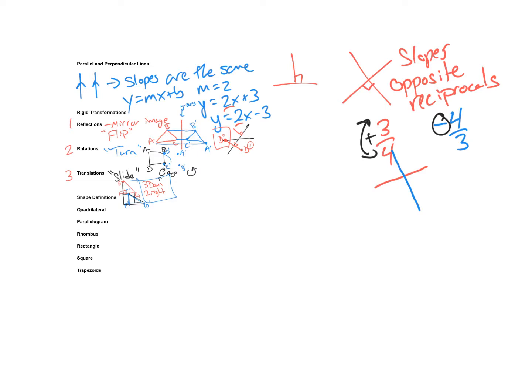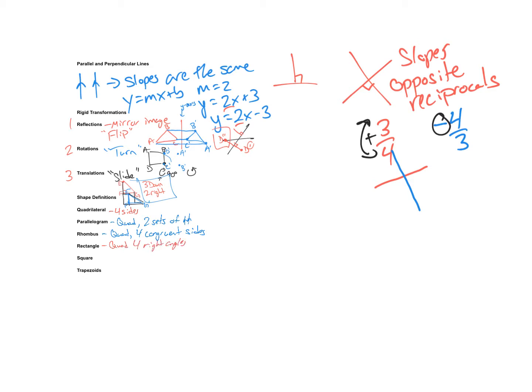And the last part of this video is going to be some shape definitions. So a quadrilateral is a shape with 4 sides. A parallelogram is a quadrilateral with 2 sets of parallel sides. A rhombus is a quadrilateral with 4 congruent sides. And congruent essentially means equal. It's kind of a synonym that you'll see in this course.